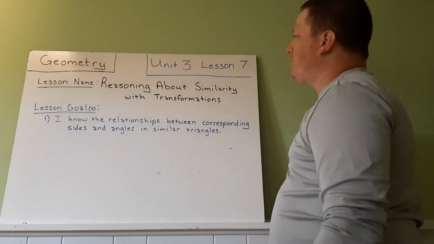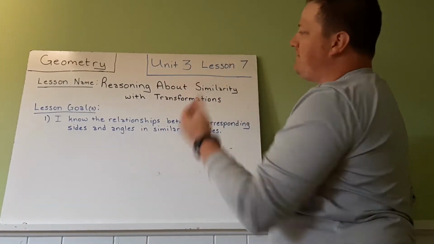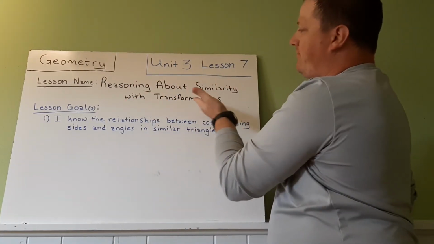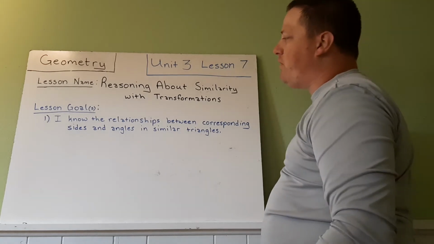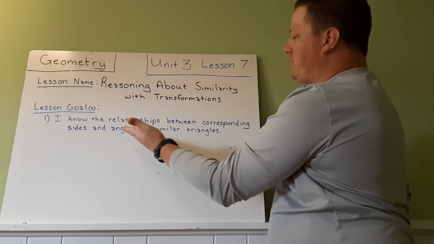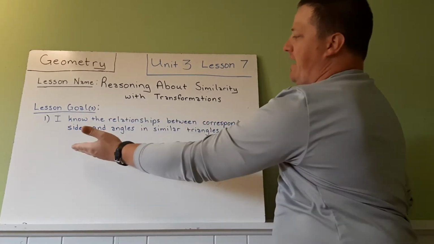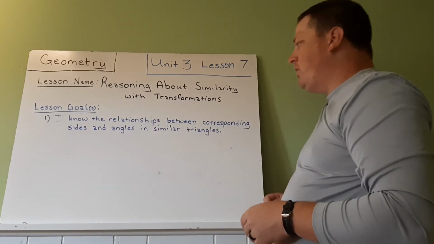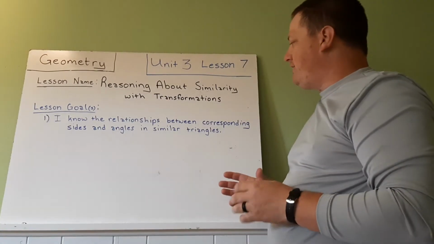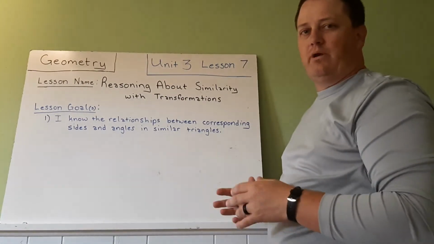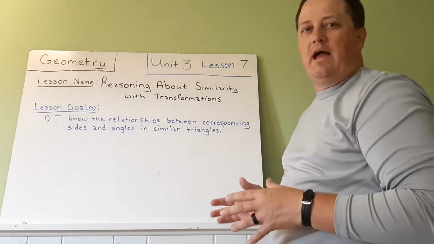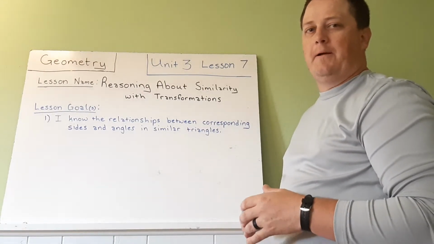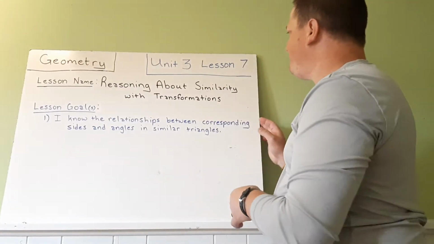All right, geometry students, let's look at Unit 3, Lesson 7, which is Reasoning About Similarity with Transformations. So we have one goal: I know the relationships between corresponding sides and angles in similar triangles. We want to look at how a side that corresponds to another side in a similar triangle, how they relate. How do angles that fall on top of each other relate?